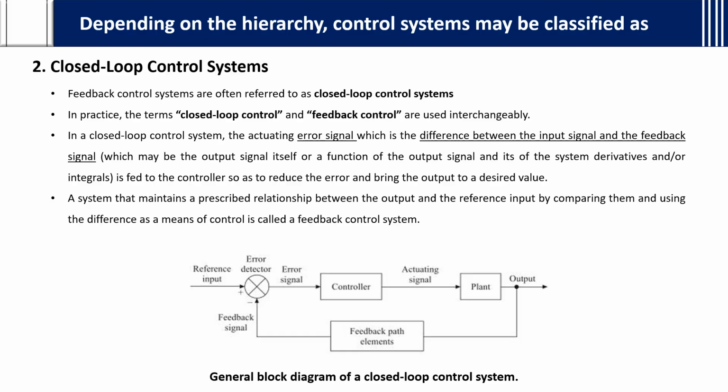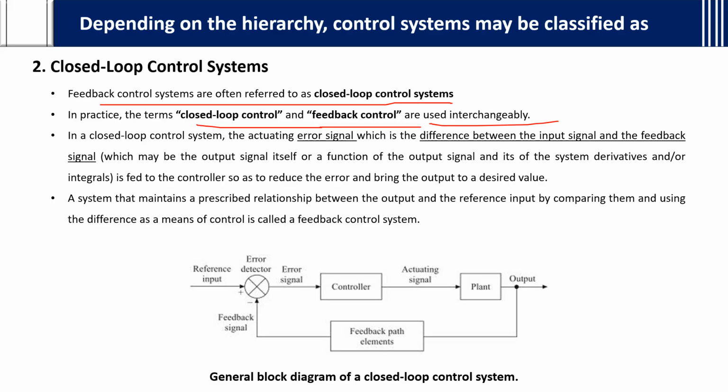Next, we have the closed loop control system. What is a closed loop control system? Feedback control systems are often referred to as closed loop control systems. As you can see from the difference between the previous diagram and this one, there is a feedback signal going back from the output, through the feedback path elements, to change the input function based on the output. In practice, the terms closed loop control and feedback control are used interchangeably.